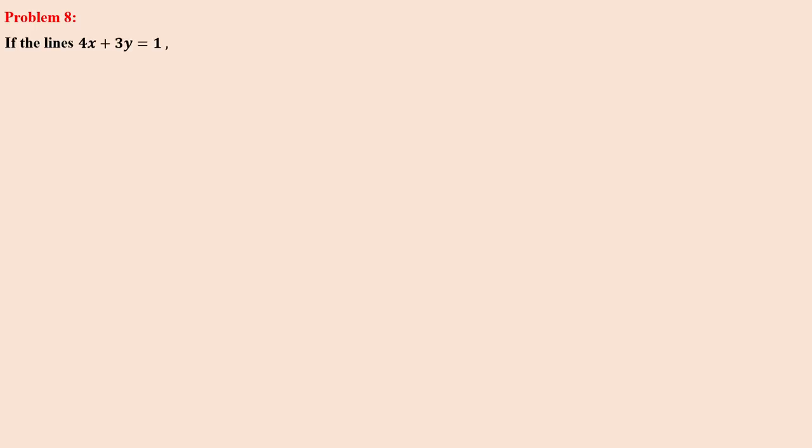If the lines 4x plus 3y equal to 1, 3x minus y plus 9 equal to 0, and (2k minus 1)x minus 2y equal to 4 are concurrent, find the value of k.